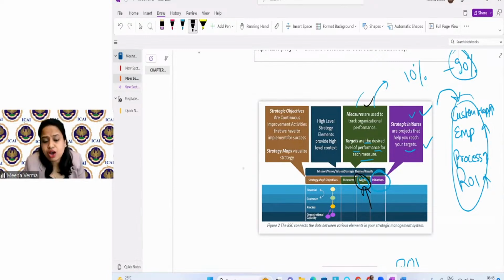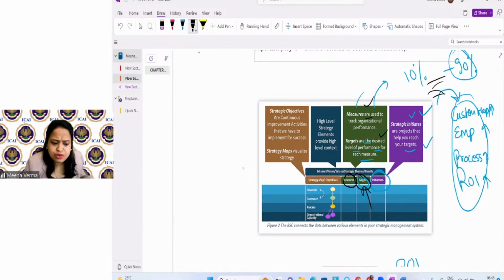You will measure it. How much improvement? 10%, 20%, 30%, how much you have improved it. So you will measure how much your target has been improved here. All right. Okay. Then what do we have here?